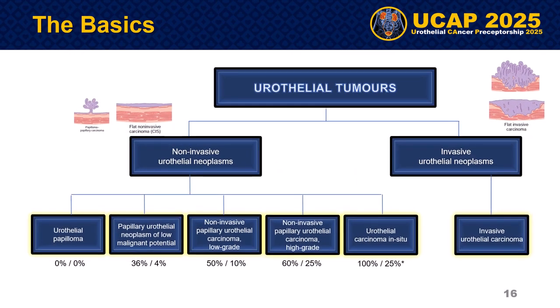Tumors can be classified into 5 categories: papilloma, papillary urothelial neoplasm of low malignant potential or PUNLMP, low-grade non-invasive papillary urothelial carcinoma, high-grade non-invasive papillary urothelial carcinoma, and urothelial carcinoma in situ. Each of these has its own recurrence rates and post-treatment progression rates towards carcinoma. On the other hand, with regards to invasive neoplasms, we only have the invasive urothelial carcinoma.